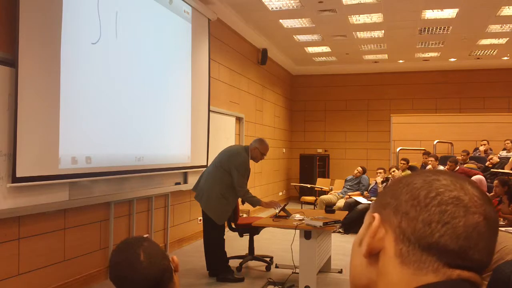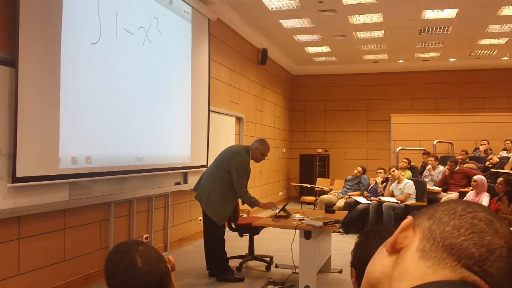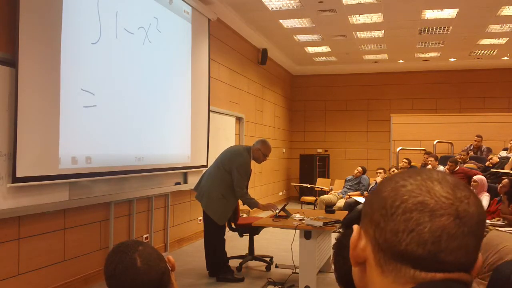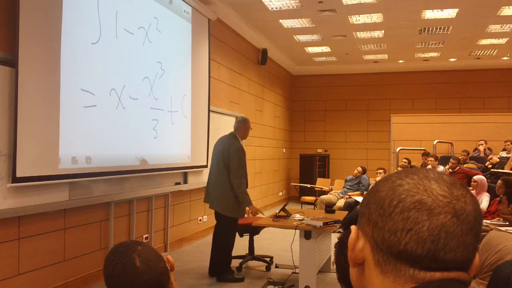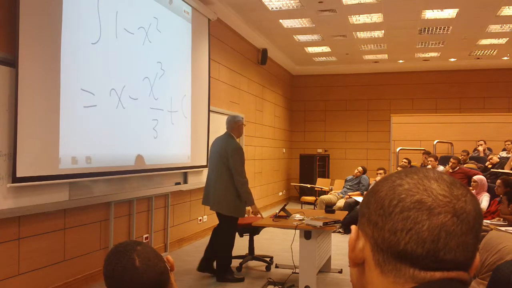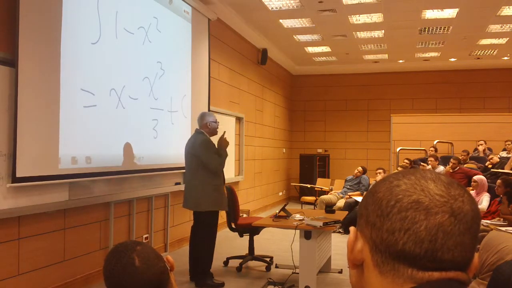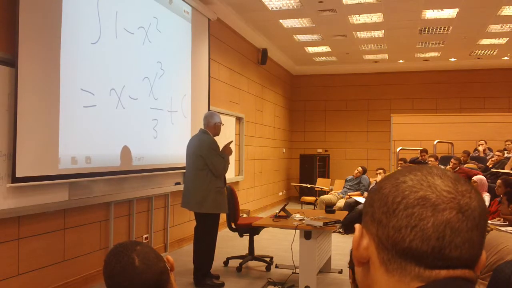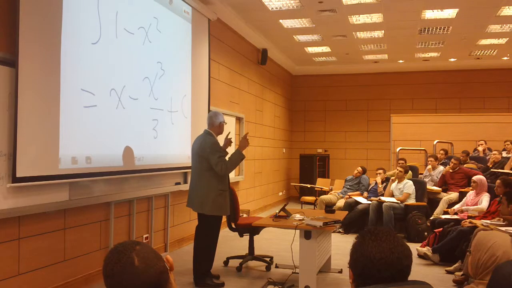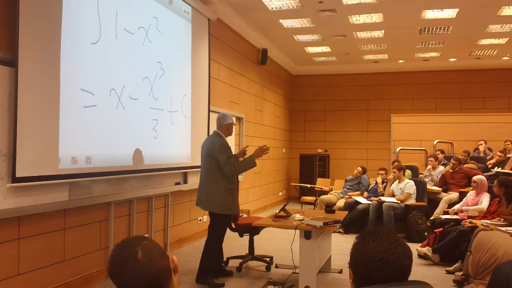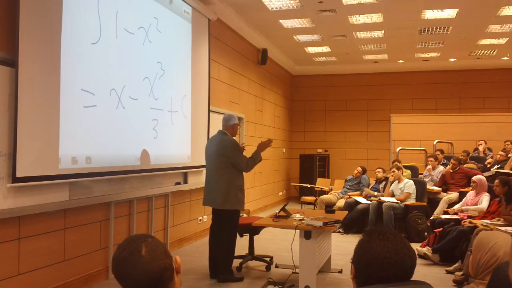This is 1 minus x squared. The integration of this is equal to x minus x cubed over 3 plus c. Right? Now, in order for me to evaluate the area from minus infinity to infinity, or from 0 to infinity, I need to have a finite area to evaluate.